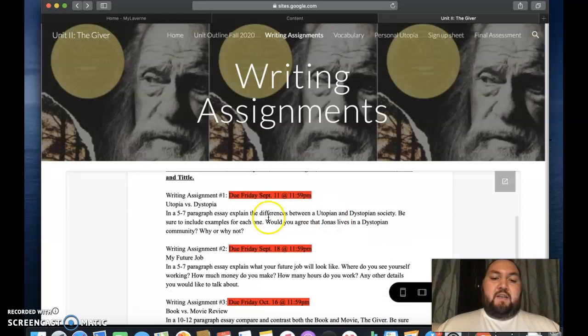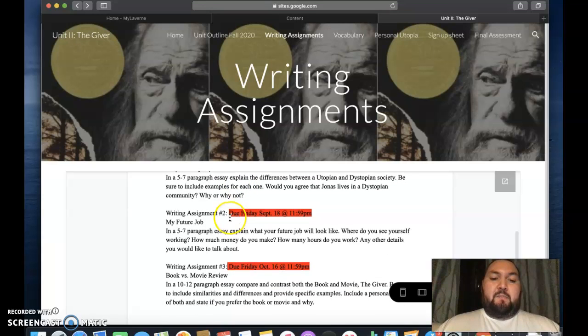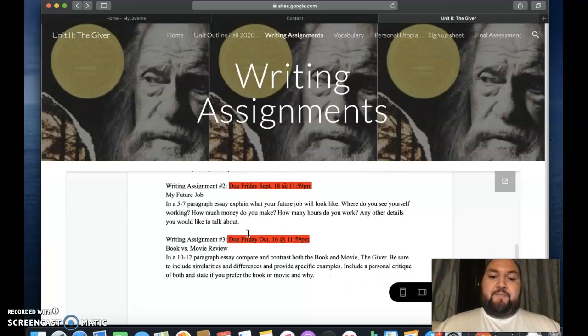For your first writing assignment, which is due Friday, September 11th at 11:59, you will be writing a 5 to 7 paragraph essay explaining the differences between a utopian and dystopian society. Writing assignment number 2, which is due September 18th, same time, 11:59 p.m. Your future job. In a 5 to 7 paragraph essay, explain what your future job will look like, where you see yourself working, how much money you make, etc.